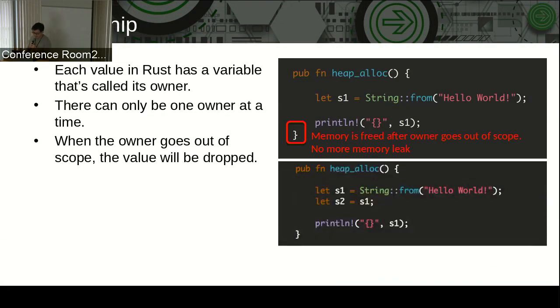In this example, we have another statement where we assign S1 to S2. And let's try to print S1. However, the compiler will report an error here. It is because the statement S2 equals S1 will transfer the ownership from S1 to S2. So S1 no longer owns the memory. So there's no point in printing S1 here. It's kind of an idea of borrowing.